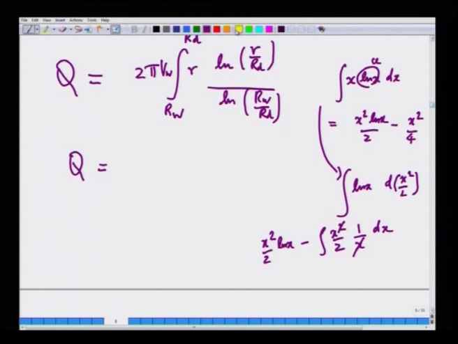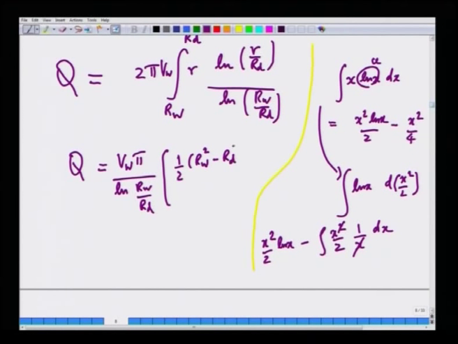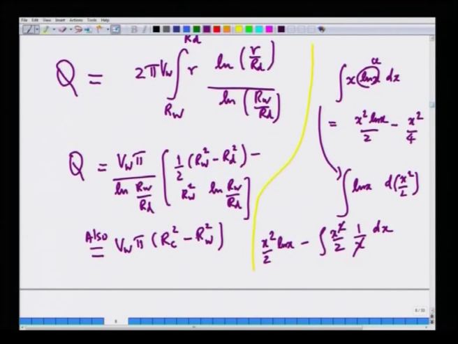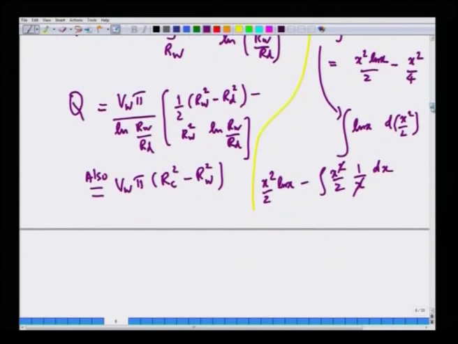So, this is the only relation you have to know in order to carry out this integration, and the rest is just straightforward algebra. So, Q becomes, after simplifying, v_w pi by log r_w by r_d times half r_w squared minus r_d squared. This is the volumetric flow rate inside the die, minus r_w squared ln r_w by r_d. But this must also be equal to v_w times pi (r_c squared minus r_w squared). Remember, far away from the exit, the velocity profile is uniform.